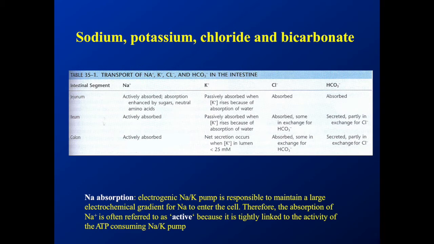And this happens all the way down the GI tract. So it's active because the gradient is set by the sodium-potassium pump. There isn't an actual direct pump that drags it in through the apical side. Potassium is passively absorbed until it gets to the colon, where it's sort of secreted. Chloride is absorbed, and it's also brought in exchange for bicarbonate in certain parts of the ileum and the colon. And then bicarbonate is absorbed early in the small intestine and then sort of secreted out later on.